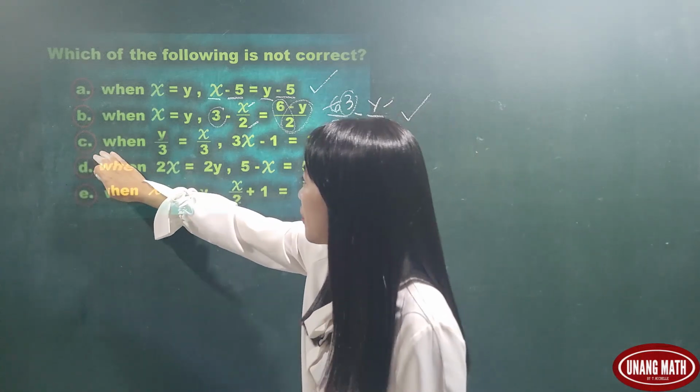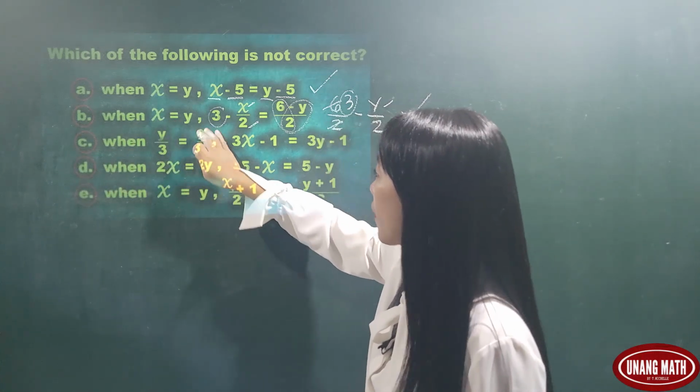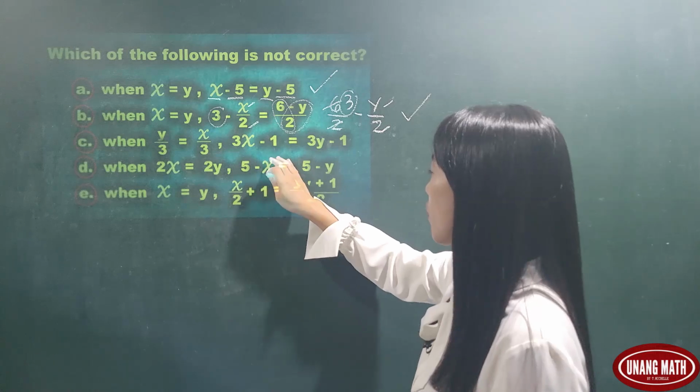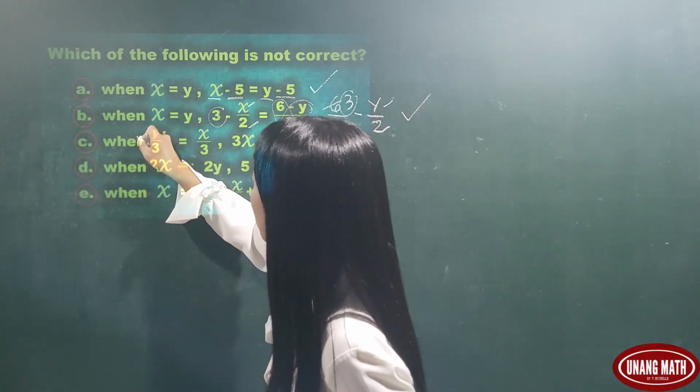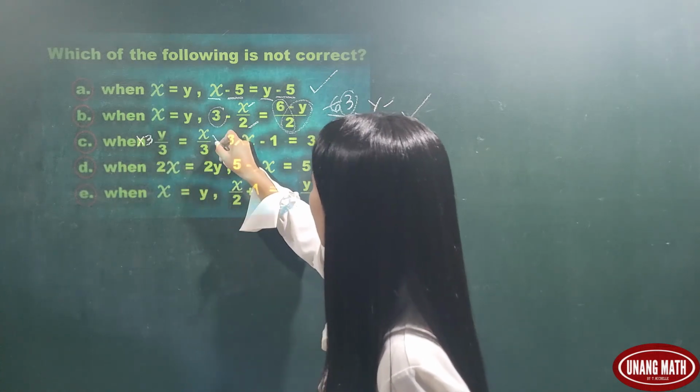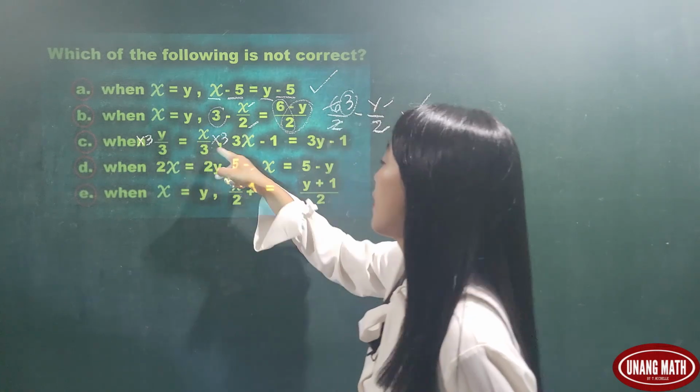Let's move on to letter C. Y over 3 is equal to x over 3. 3x minus 1 is equal to 3y minus 1. Okay, we can multiply 3 to this side and also 3 to this side.